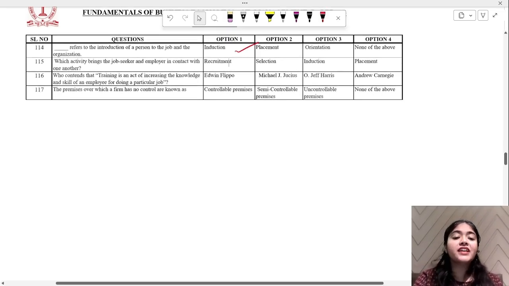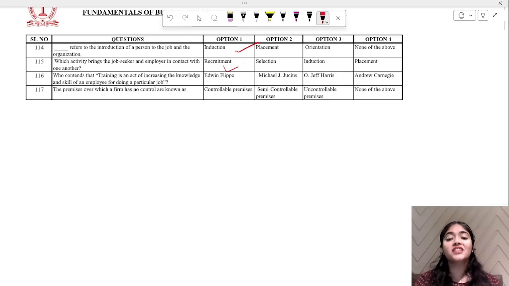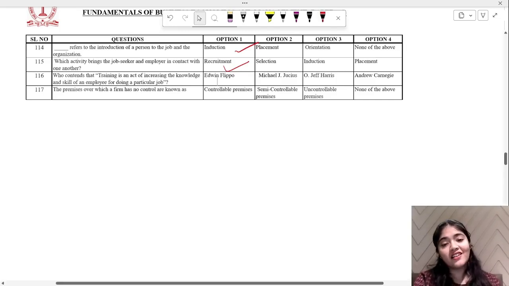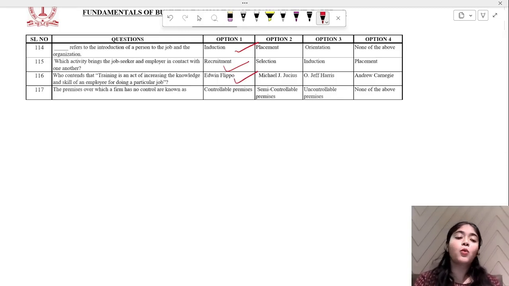Which activity brings the job seeker and employer in contact with one another? Recruitment, selection, induction, or placement. Recruitment is the process where one job seeker meets the employer. Who contends that training is an act of increasing the knowledge and skill of an employee for doing a particular job? Edwin Flippo, Michael J. Jucius, O. Jeff Harris, or Andrew Carnegie? Yeah, tell me what is the correct answer. Right, Edwin Flippo, option number 1.